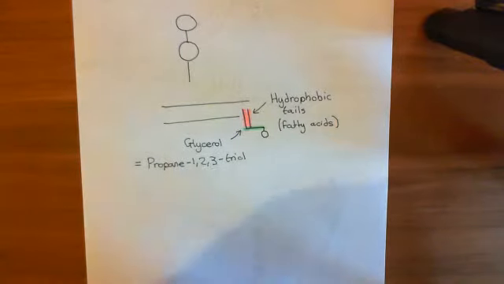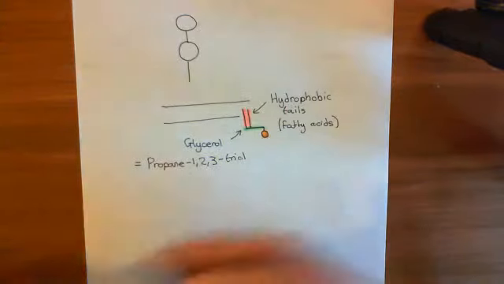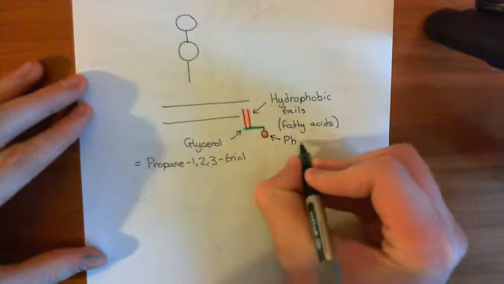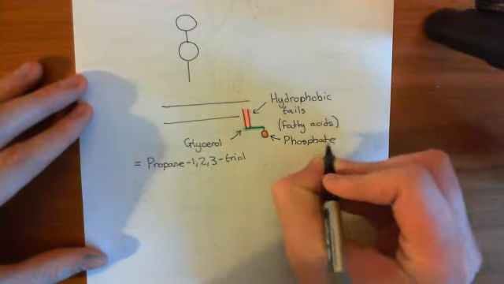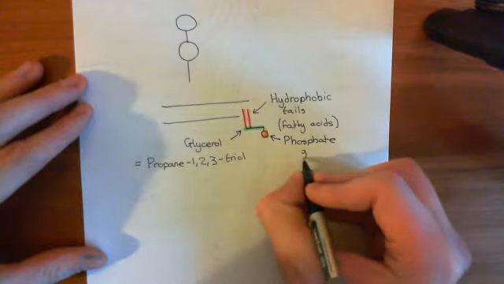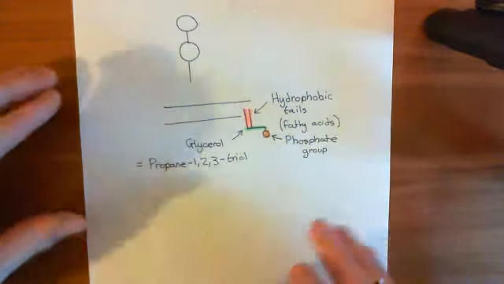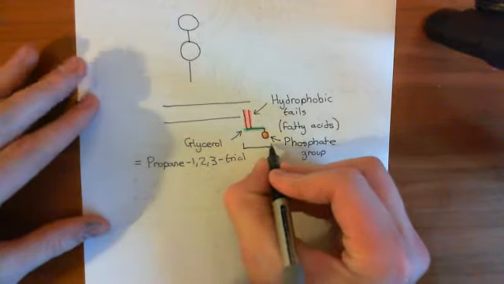Now, the third hydroxyl group of the glycerol molecule, which I've drawn in orange here, has a phosphate group, and it's linked to that hydroxyl group by a phosphoester or phosphate ester bond. Now this whole molecule is a normal phospholipid. So this is a phospholipid.